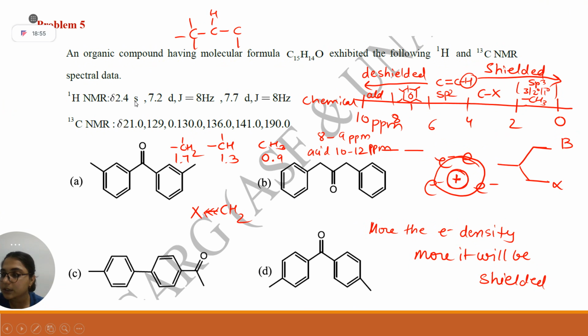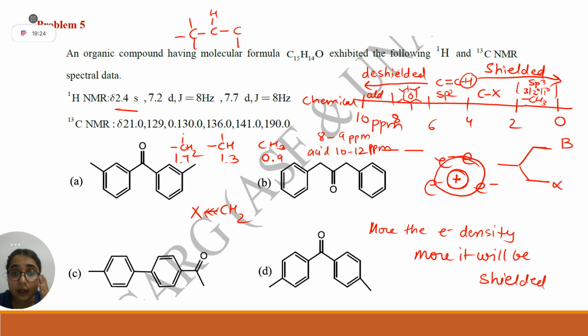Okay, before this, does everyone know what is a singlet, doublet, triplet? Does everyone know how this multiplicity comes? Okay. Then tell me which proton is having 2.4 ppm chemical shift with a singlet multiplicity?